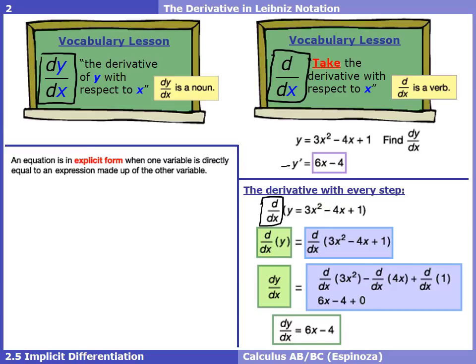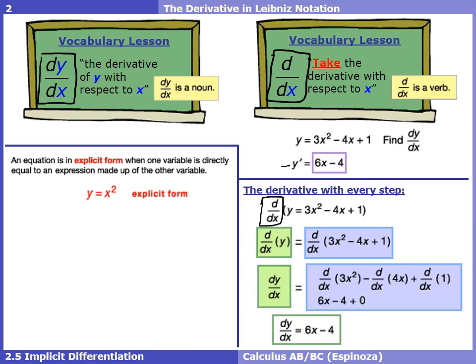An equation in explicit form is when one variable is directly equal to an expression made up of another variable, or in other words, what I'll call a regular equation, when you have y on the left side and some other stuff with x's on the right side.